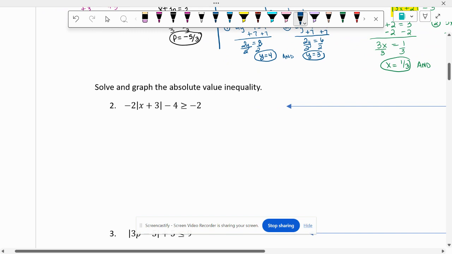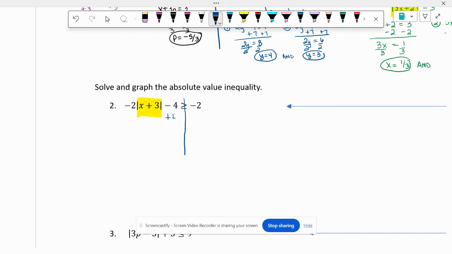You're going to solve the absolute value inequality by isolating the absolute value sign. So I have to get this all by itself on this side of the inequality. And I have to remember rules that apply to inequalities, right? So the first thing that I'm going to do is add 4 to both sides. Add 4 to both sides.